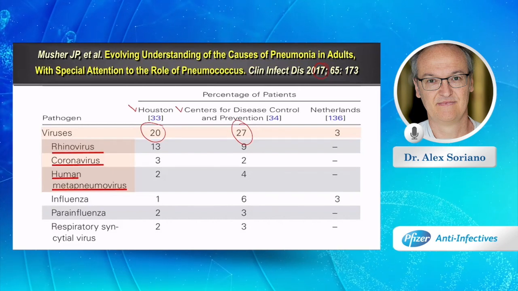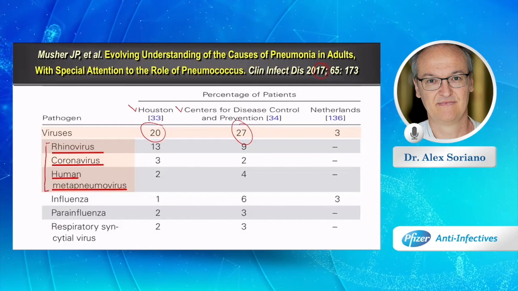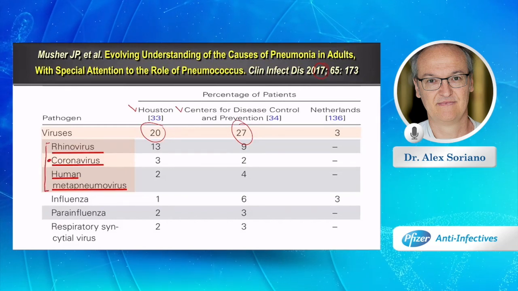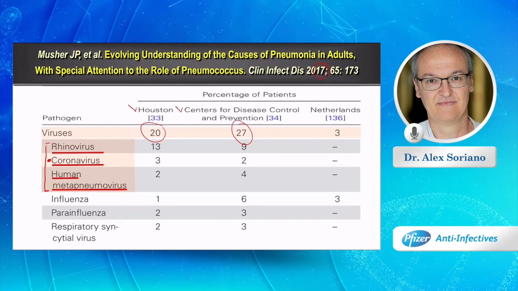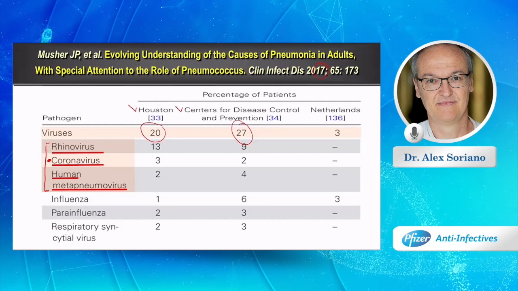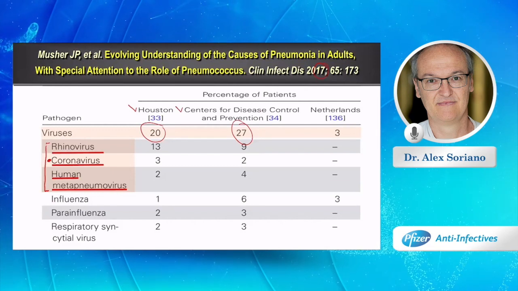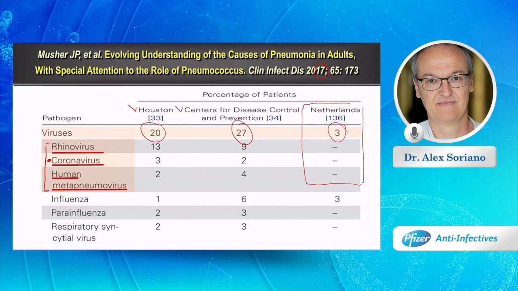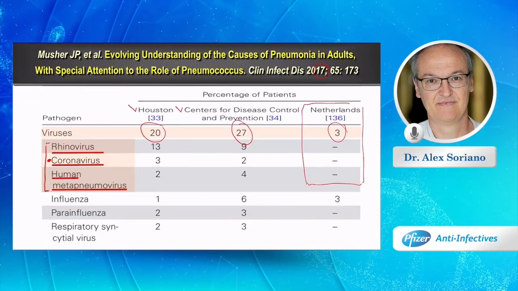Of course, nowadays with the new coronavirus, the prevalence of coronavirus in pneumonia everywhere around the world is the leading cause. But as you can see here, coming back to the pre-coronavirus era, the situation in Europe is completely different. I mean, viral etiology was not so prevalent.